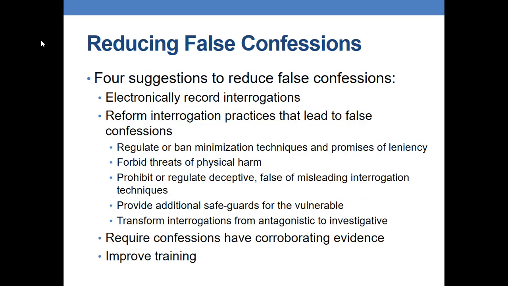So what can we do to reduce false confessions? Scholars offer 4 suggestions, some of which are starting to become standard practice in some agencies across the country. Electronically record interrogations is one. Reform interrogation practices that disproportionately lead to false confessions is 2. Require all confessions to have corroborating evidence is 3. And 4th is to improve police training.